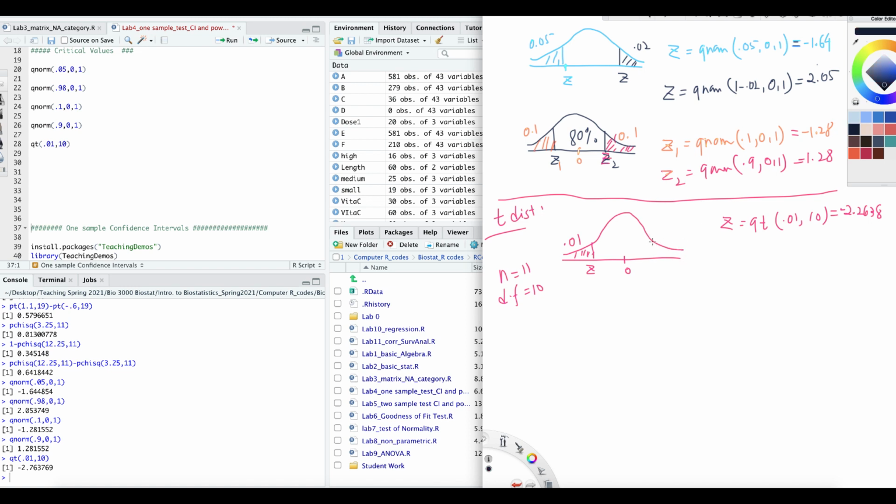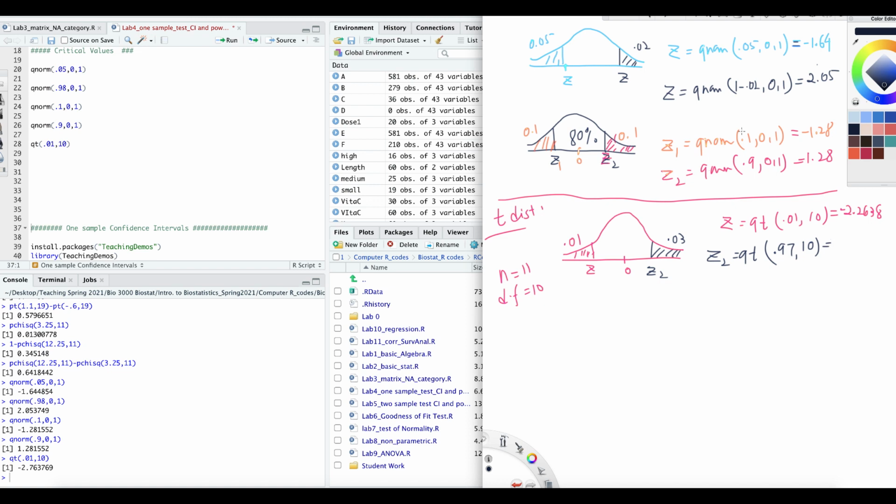Similarly, you can find out the one for the right area. For example, if you want to find out G2 for the right area 0.03, let's say. What will be G2? G2 will be QT. What is the left area? Always enter the left area on QT. The right area is 3%, so the left area will be 97%, and the degrees of freedom is 10.